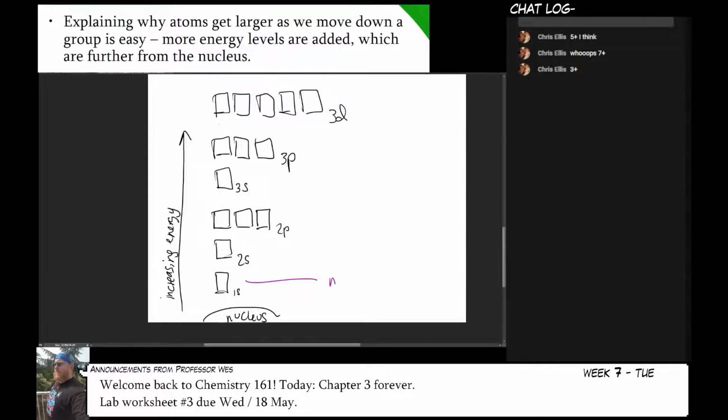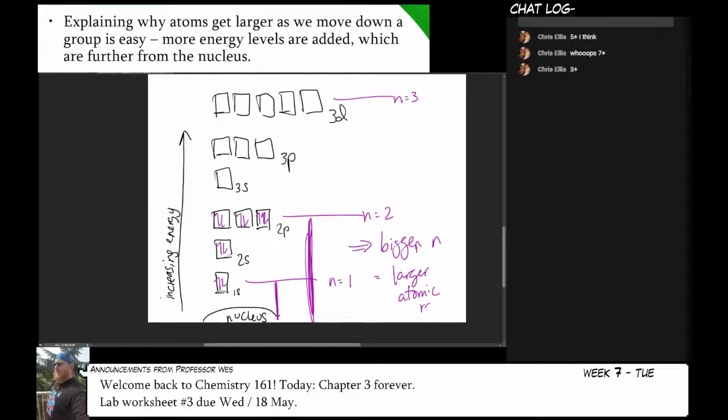Here's n equals 1. Here's n equals 2. Here's n equals 3. Which electrons are further? Well, if I have something that only has electrons in n equals 1, it's only going to be this big, right? But if I have something that's in n equals 2, it's going to be this big. So, our conclusion is bigger n equals larger atomic radius.